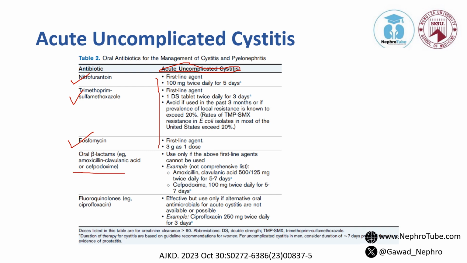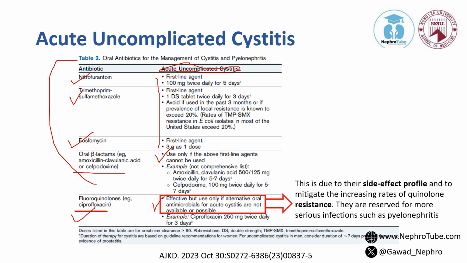Regarding oral beta-lactams, they can be used only if the first line agents cannot be used for any reason, such as contraindication. And regarding fluoroquinolones, especially ciprofloxacin, which is a common antibiotic used in practice for urinary tract infection, it is effective, but it can be used as an alternative antibiotic if other antimicrobials are not available or possible. Usually ciprofloxacin is used more for treatment of pyelonephritis, as I will mention later. So the first line are nitrofurantoin, trimethoprim sulfamethoxazole, fosfomycin, followed by oral beta-lactam, followed by fluoroquinolones, especially ciprofloxacin. As I said, ciprofloxacin is effective, but it is used as an alternative.